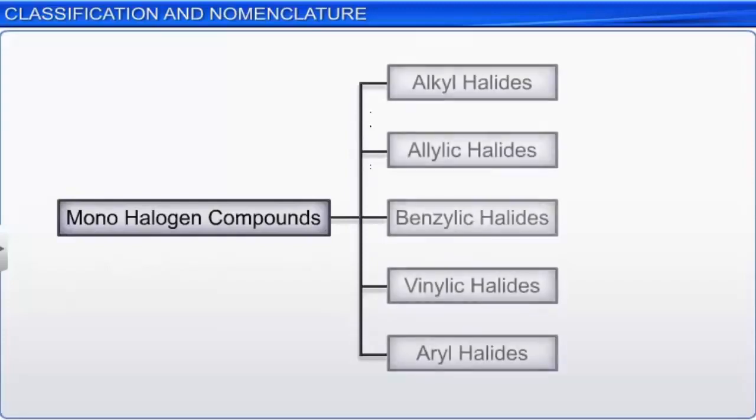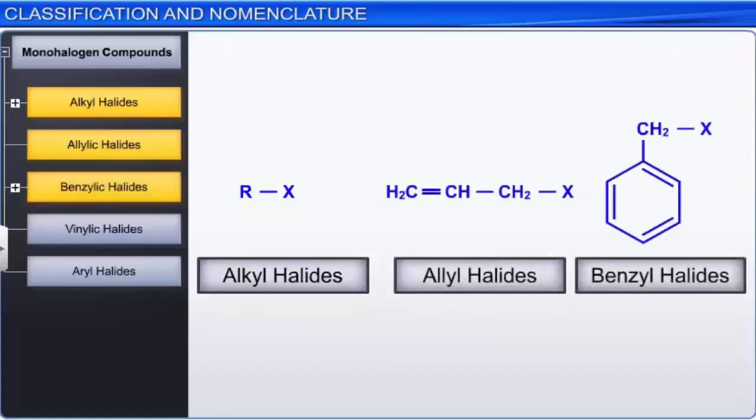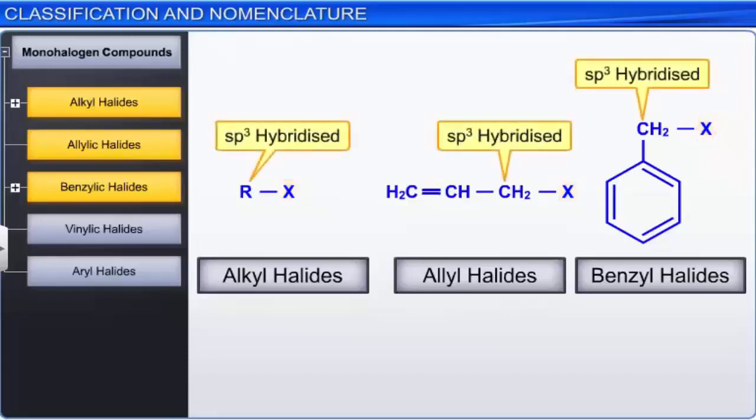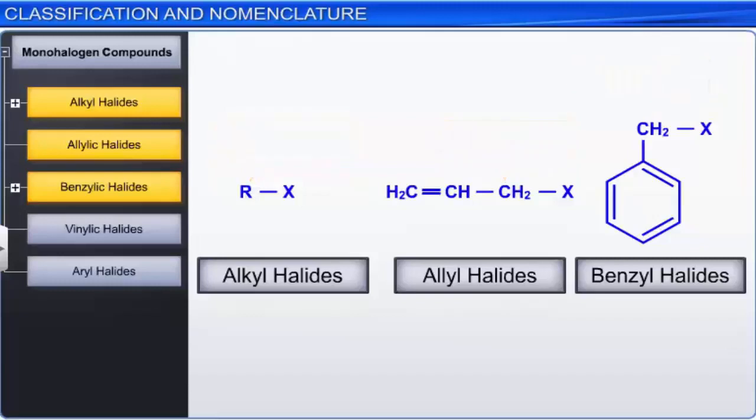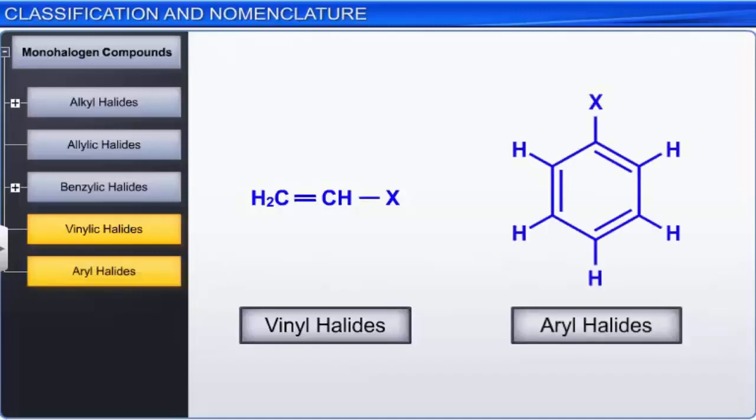Based on the hybridization of the carbon atom to which the halogen atom is bonded, monohalo compounds are classified as alkyl halides, allylic halides, benzylic halides, vinylic halides, and aryl halides. In alkyl, allyl, and benzyl halides, the halogen atom is attached to an sp3 hybridized carbon atom. On the other hand, in vinyl and aryl halides, the halogen atom is attached to an sp2 hybridized carbon atom.